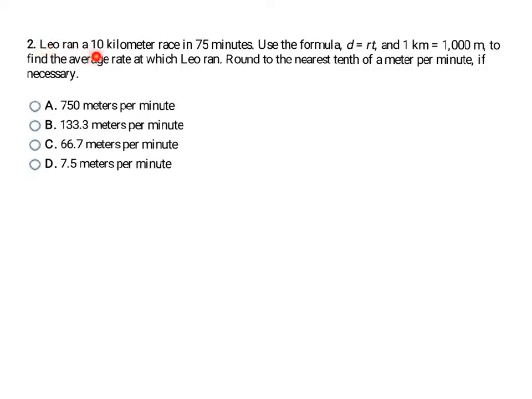Number 2 says Leo ran a 10-kilometer race in 75 minutes. Use the formula D equals RT and 1 kilometer equals 1,000 meters to find the average rate at which Leo ran. Round to the nearest tenth of a meter per minute if necessary.